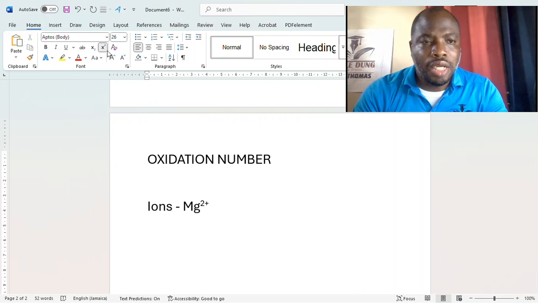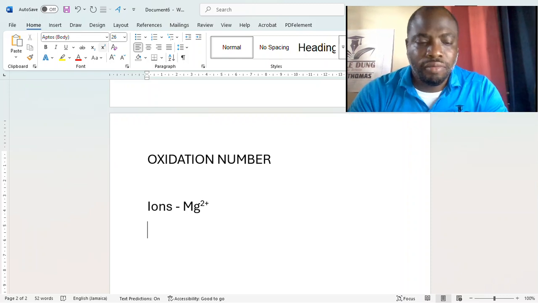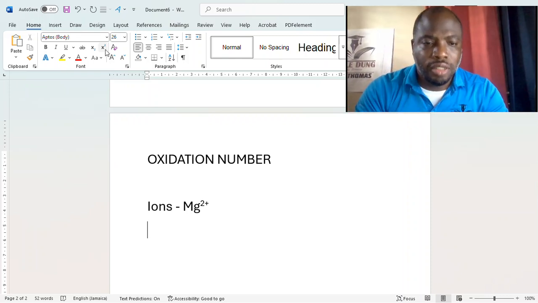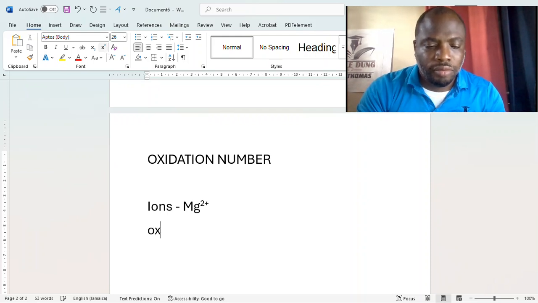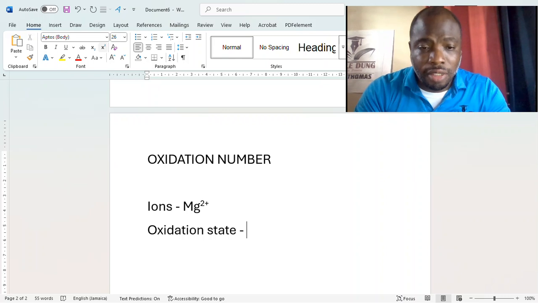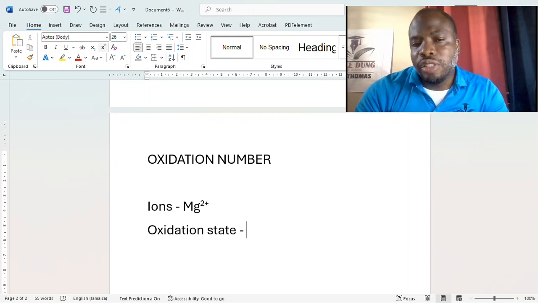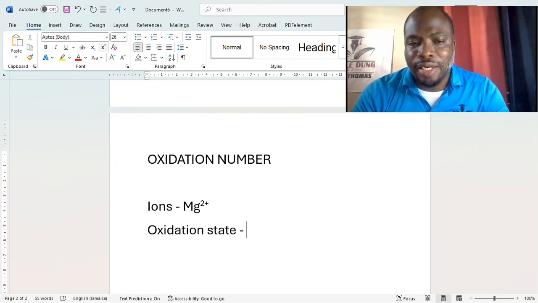So when you look at the charge, you would have seen that the number is in front of it for the ion. Oxidation state. It's basically the same thing for the ion. So I tell students, if you're familiar with the ions, then you should be able to work out the oxidation state. There are rules that we use to assign the oxidation number.